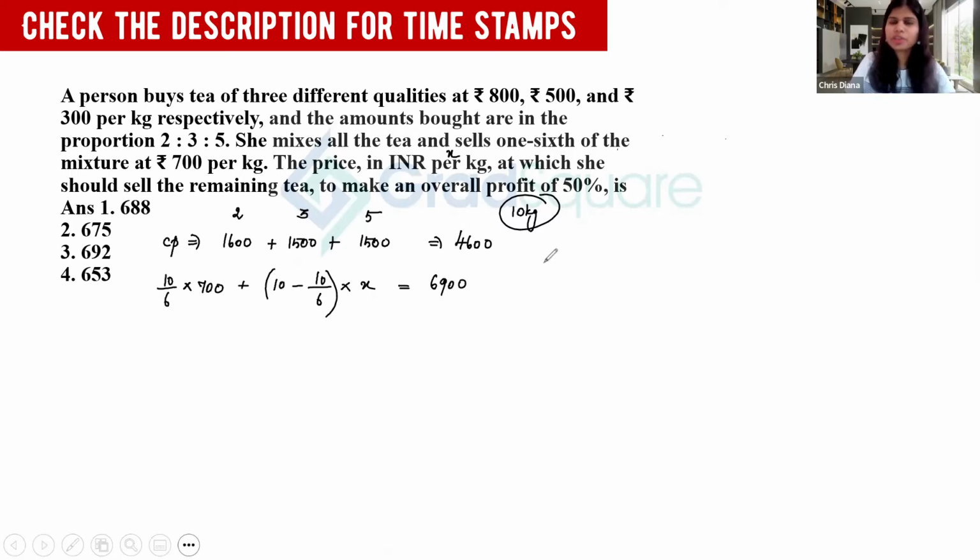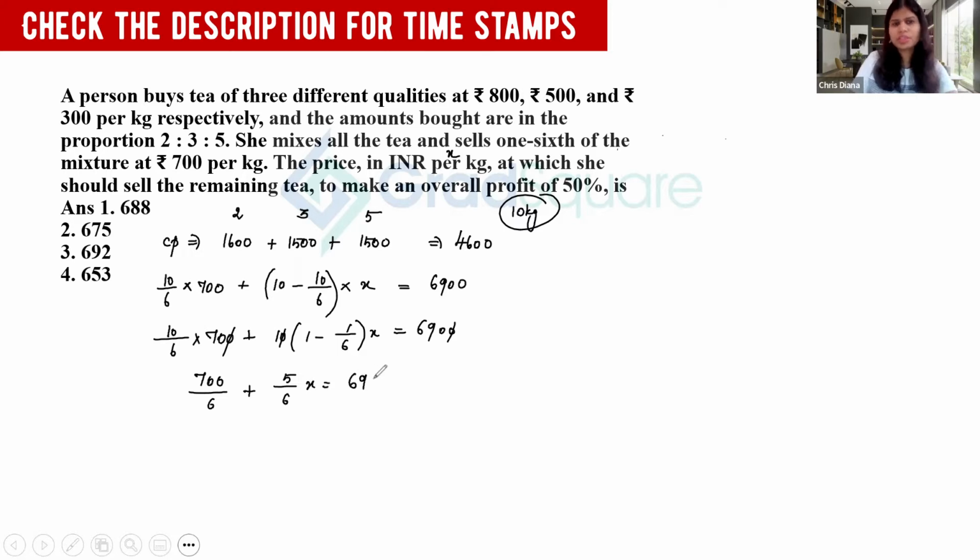Now this is the basic equation that you need to solve. Okay, now let me just try to simplify it. First of all, 10 divided by 6 into 700 plus, let me take 10 common outside. Okay, so 1 minus 1 by 6 into x is equal to 6900. Now the main intention behind this is I can divide the whole equation by 10, right? Now let me do this. This gives me 700 divided by 6 plus, now 1 minus 1 by 6 is 5 by 6x, and this is equal to 690. Now divide the whole equation by 5 again.